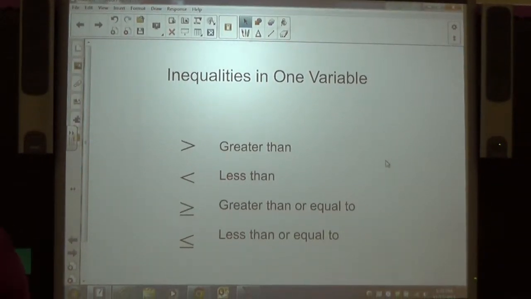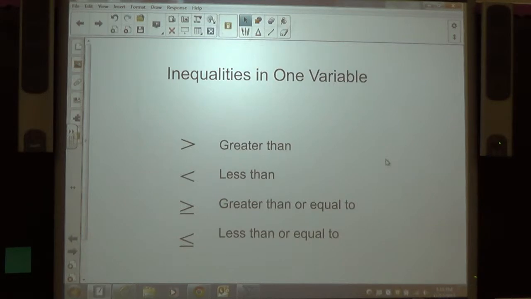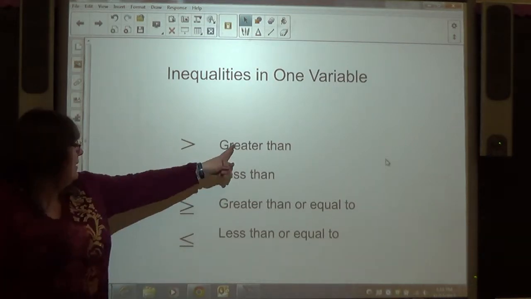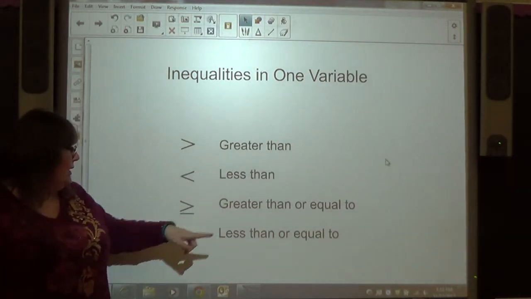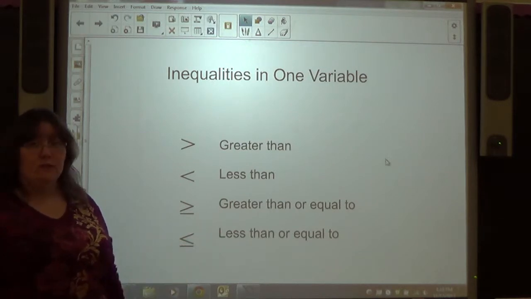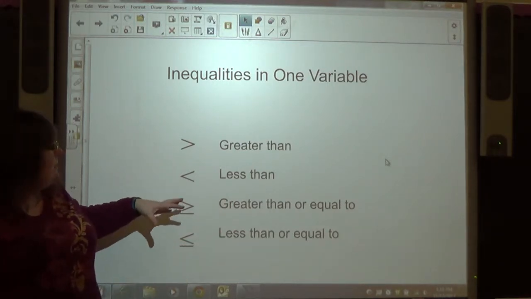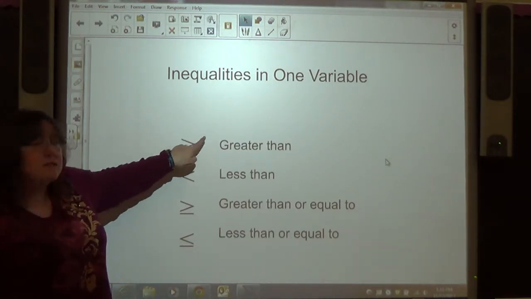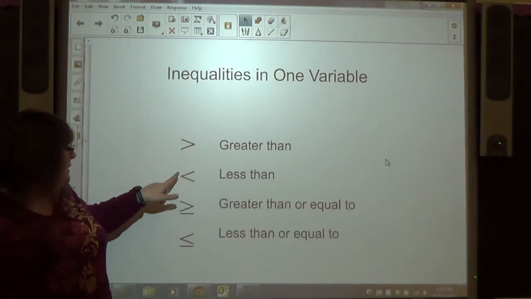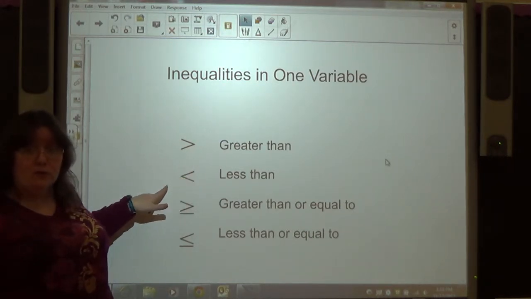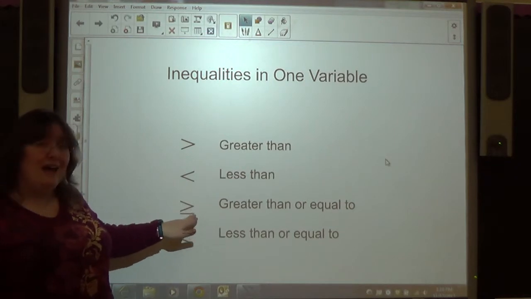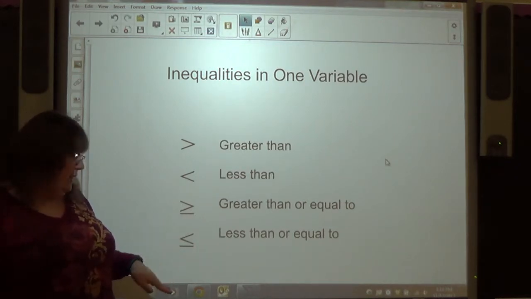Inequalities in one variable. We have four symbols that we use: greater than, less than, greater than or equal to, less than or equal to. The way to remember these is greater than has the larger part coming first. Less than has the smaller part coming first. The equal part has half of an equal sign in there.